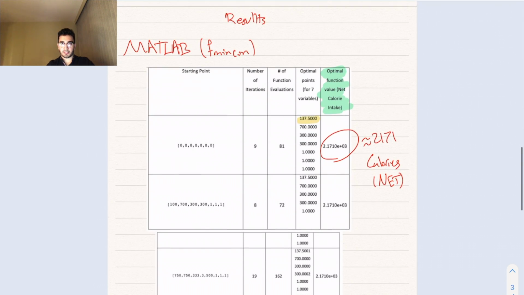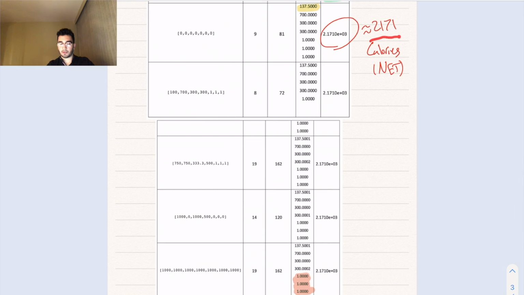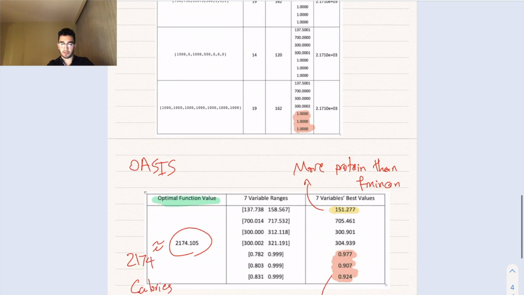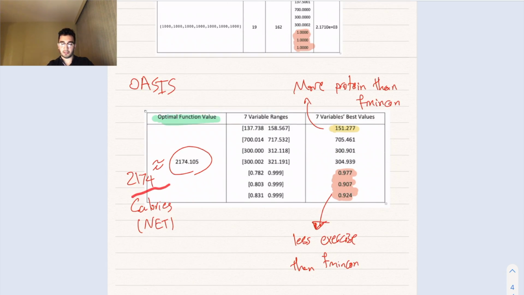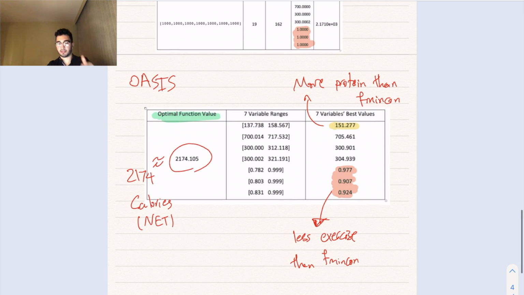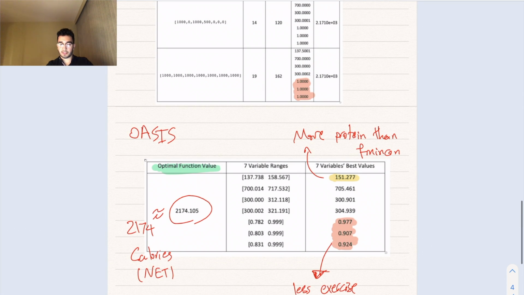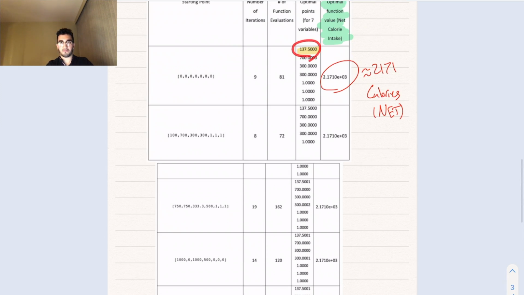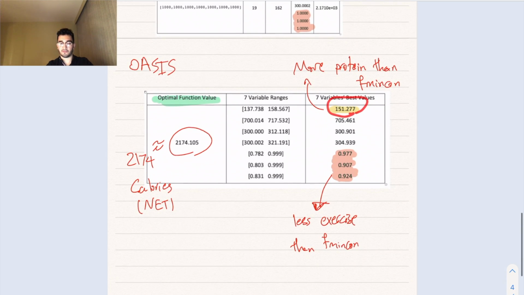And the results we can see here. This is from fmincon from MATLAB: 2,171 calories. That's a minimum, that's the function that we try to minimize. And with OASIS, 2,174, very close, but as you can see, less exercise is required with the OASIS method, so that is a positive point. And also, this was an accident, I think, but we have higher protein compared to what we had with fmincon, so that's a positive point for OASIS as well.